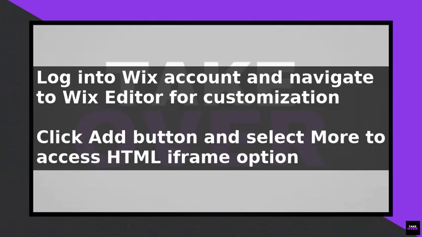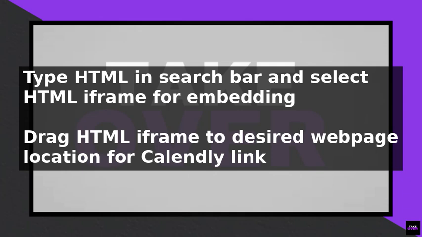Click on the HTML iframe and drag it to the desired location on your web page. A settings panel will appear, where you can enter the Calendly link you created earlier. Make sure to set the correct width and height for the iframe to ensure it displays properly on your website. You can adjust these settings as needed to fit your design.